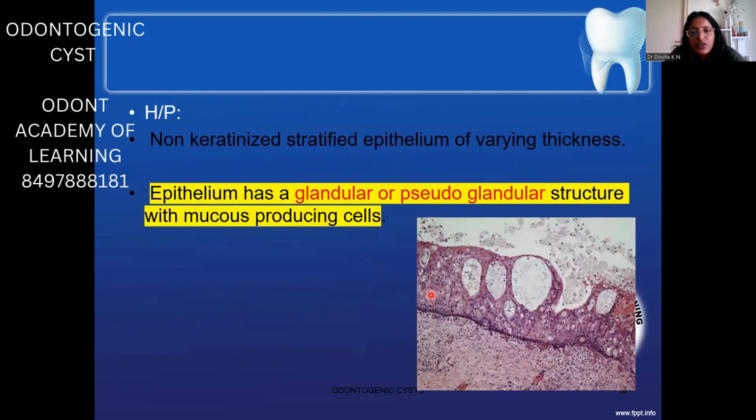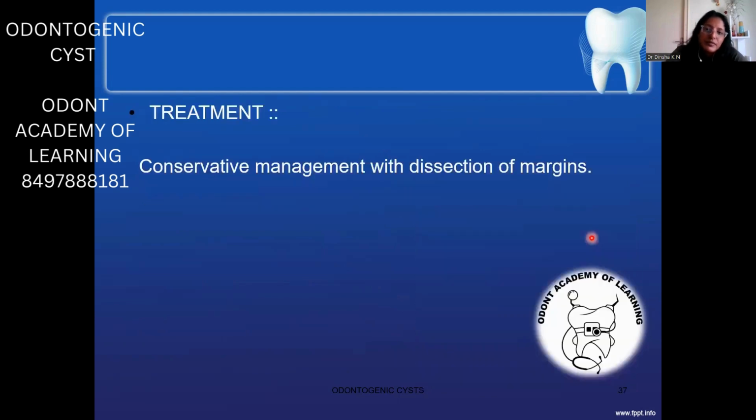Histopathologically, you would see a non-keratinized stratified squamous epithelium of varying thickness, and you can also see in the epithelium the presence of glandular or pseudoglandular structures which have the capacity to produce mucus. Treatment is again conservative surgical management with dissection of the margins.